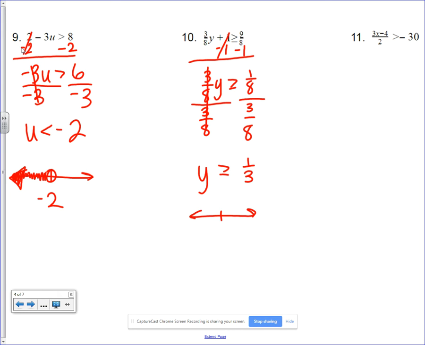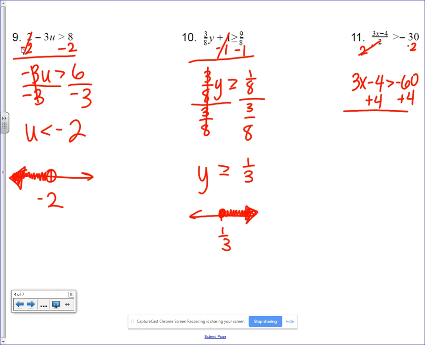Variable does come first, so I'll put that 1/3 on my number line, closed circle, shaded to the right for greater than. Number 11, isolate that x. The first thing I've got to get rid of is the 2 down here. Notice I am not flipping my symbol because I did not multiply by a negative. I multiplied by a +2.